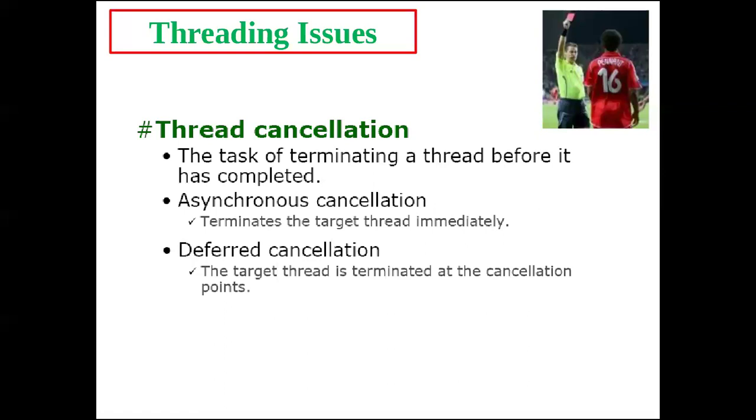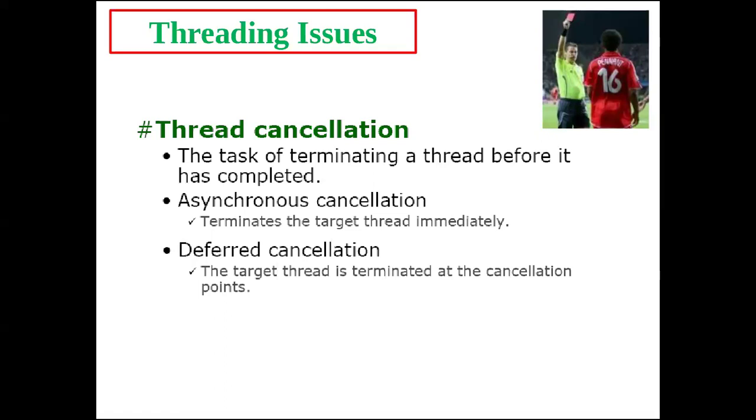A thread normally runs until it completes the execution. But in some cases, we may not want that thread to continue. We may need to stop it early, and this is called thread cancellation. There are two types of thread cancellation: asynchronous cancellation and deferred cancellation. Asynchronous cancellation is the first type. It terminates the target thread immediately.